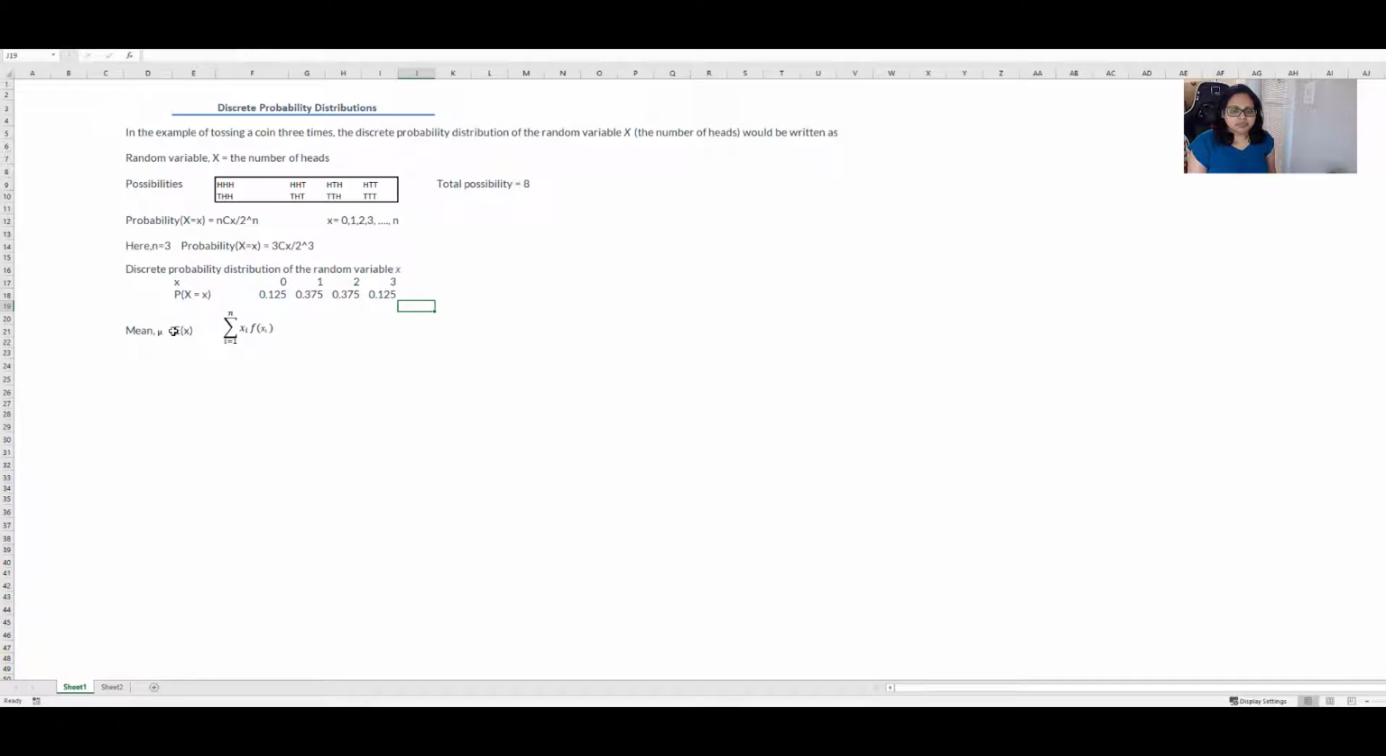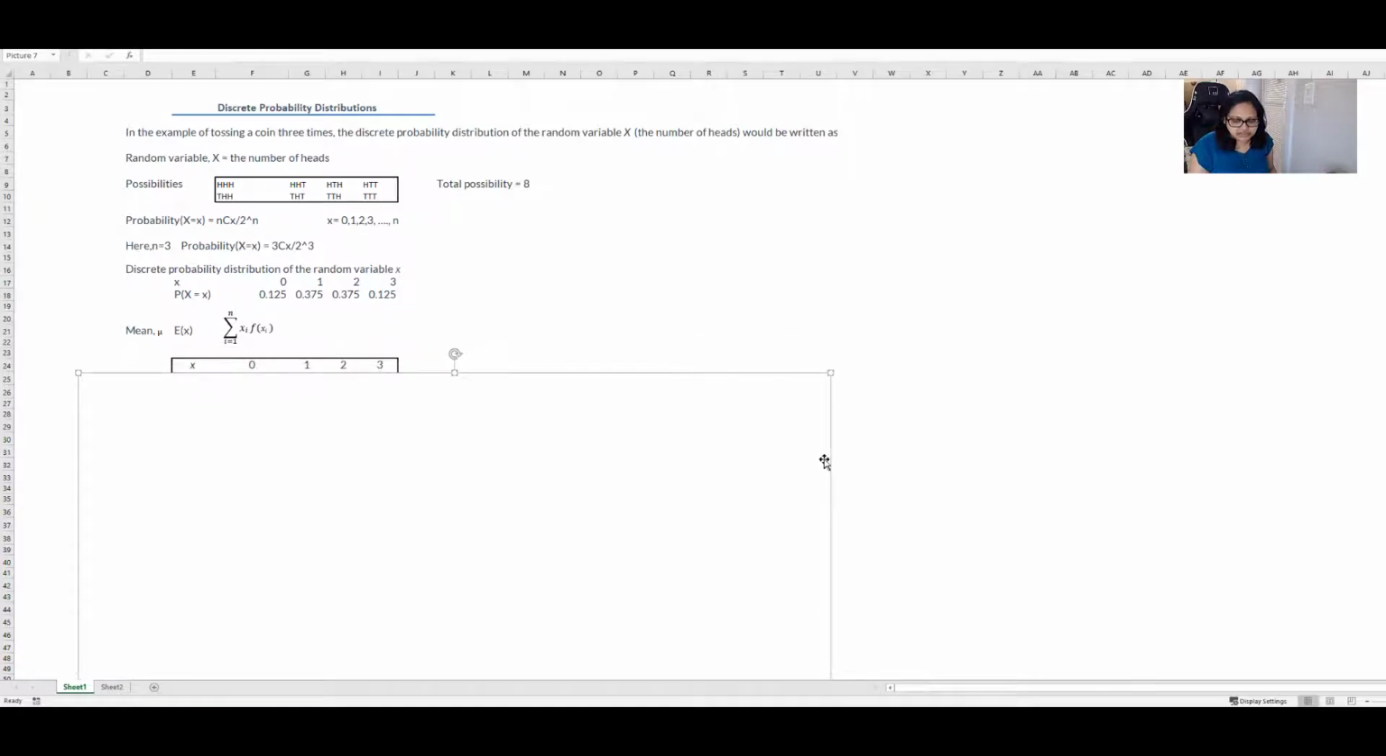So the expected value would be each of those random variable values multiplied by its associated probability. That means every time you have to multiply the variable value: 0 multiplied by its probability, 1 multiplied by its probability, 2 multiplied by its probability, 3 multiplied by its probability, and sum them. So that's what I try to do.